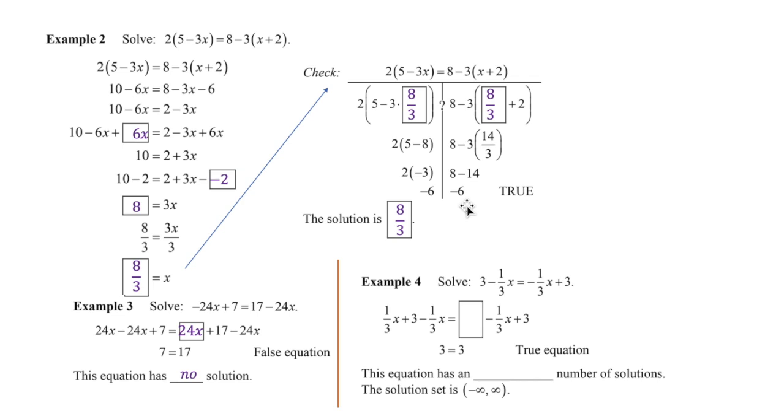Finally, I have 3 minus 1/3 x equals negative 1/3 x plus 3. I'm going to go ahead and add 1/3 x to both sides so that I can get all of my x's together. When I do that, I end up with 3 equals 3 since our x values end up canceling themselves out. This is a true equation. This means that we have an infinite number of solutions in the entire solution set from negative infinity to positive infinity.